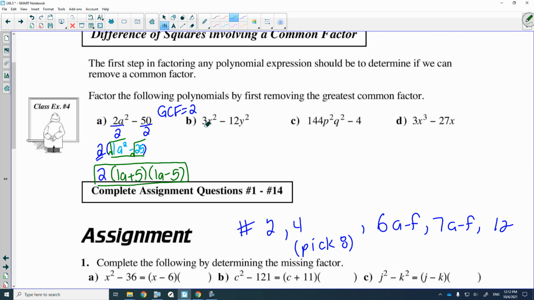You cannot square root 3. You cannot square root 12. What do you want the GCF to be? 3. Let's get rid of that 3. Once you get rid of the 3, you're going to have 1x squared minus 4y squared. Look at that bracket and say, can I further factor it? You can. This guy would be a difference of squares. Square root and square root. Bring down the 3.